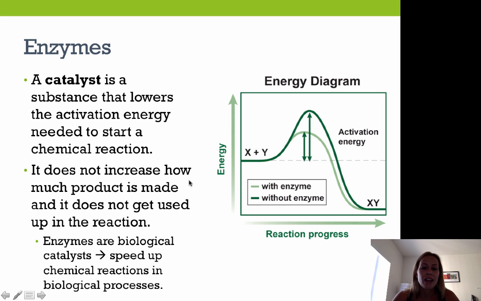So a catalyst does not increase how much product is made, and it does not get used up in the reaction. So we're not making any more product by using an enzyme, and an enzyme is something that can be reused over and over again, as long as we still have reactants. So an enzyme is what we call a biological catalyst. It's designed to speed up chemical reactions in biological processes, and it does this by lowering the amount of energy needed to get reactants to go to their products.